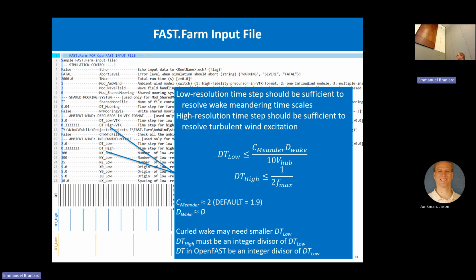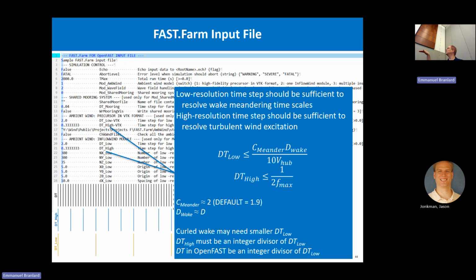Okay, now getting into the domains again. The first example was making sure the box fits the domain. First of all, a little bit about the time steps that we recommend. Again, the toolbox will do this math for you, but these are generally the rules of thumb for the low res domain DT and the high res domain DT. For low res, it scales with the diameter, which makes sense. The bigger the turbine, the bigger the spacing can be.